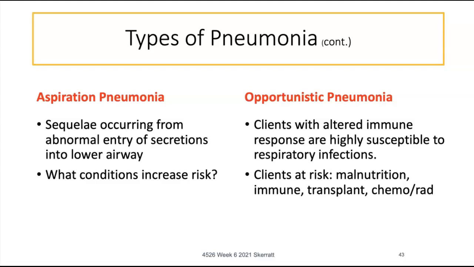Opportunistic pneumonia is a pneumonia that goes along with another illness. So clients with altered immune response are highly susceptible to respiratory infections. So your HIV patients, your TB patients, other patients would be malnutrition, your immune compromised transplant patients, and your cancer patients with chemo and radiation.